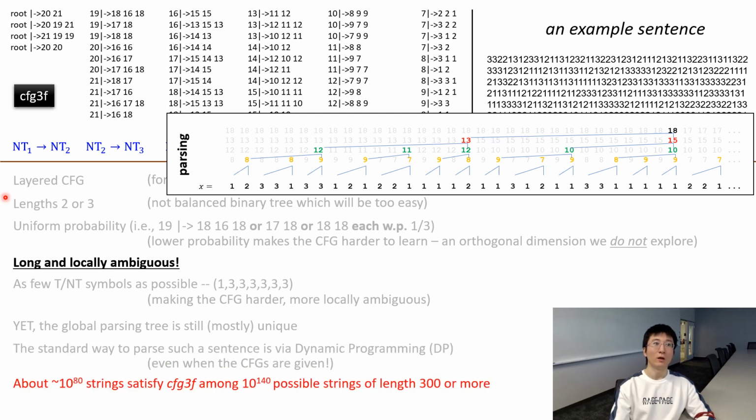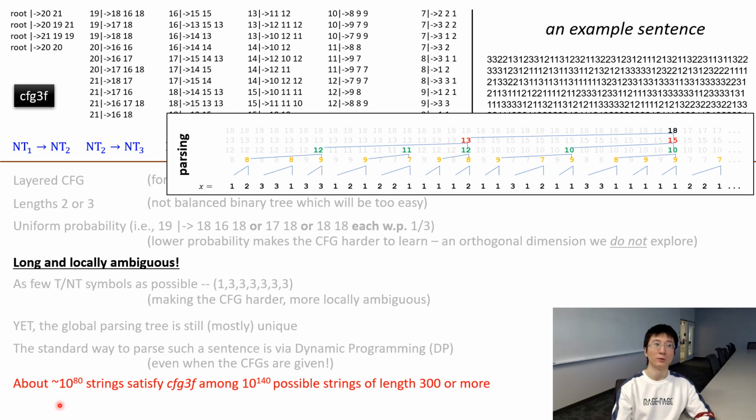And finally, I want to mention that this is a very hard CFG because there are about 10 to the 80 strings satisfying this CFG, among, for instance, 10 to the 140 possible strings of length 300 or more. So a sentence from the CFG could be of length more than 300 tokens.